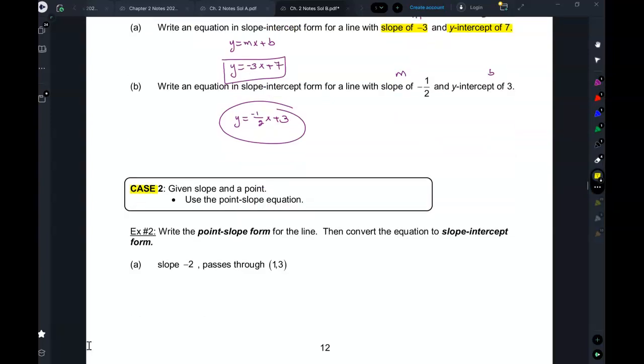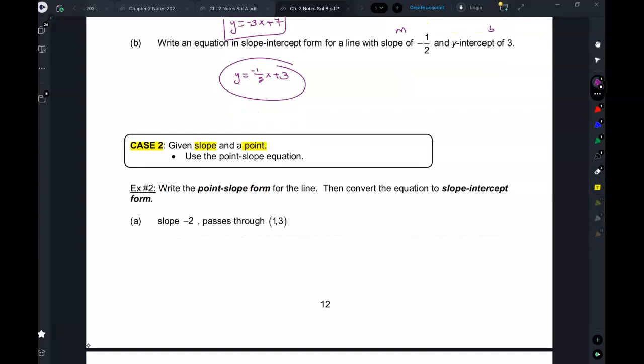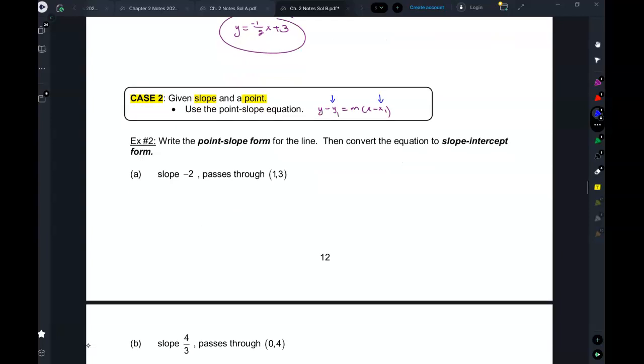Next, case 2, we're going to be given a slope and a point. For that one, you're going to use the point slope equation, the first one in that box up top, which says y minus y1 equals m(x minus x1). So you see how you have y1 and x1 here? Those are going to be the point that you are given. So take a look at what this says here. Write the point slope form, then convert the equation into slope intercept form.